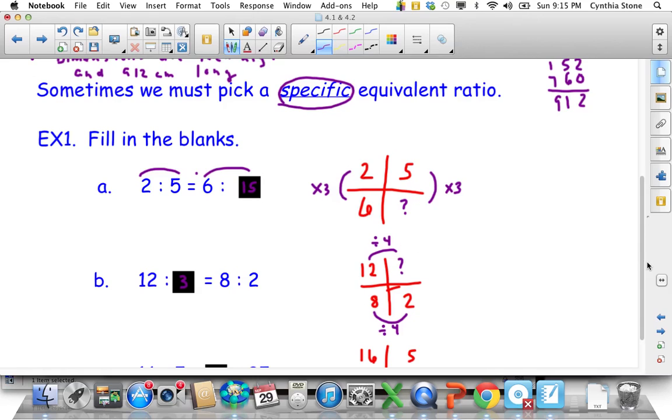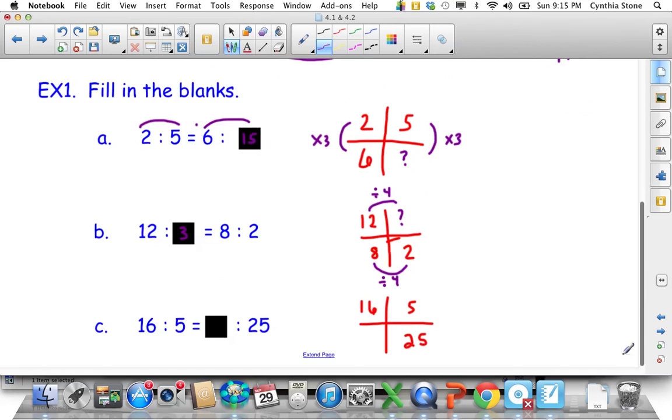Let's do one more. 16 and I don't know on the top, and 5 and 25 on the bottom. Now here again, I see a really nice relationship. 5 times 5 gives me 25, right? So basically this question mark must be 16 times 5. And you can work that out. 16 times 2 is 32, times 3 is 48, times 4 is 64, times 5 is 80. So this must be 80.